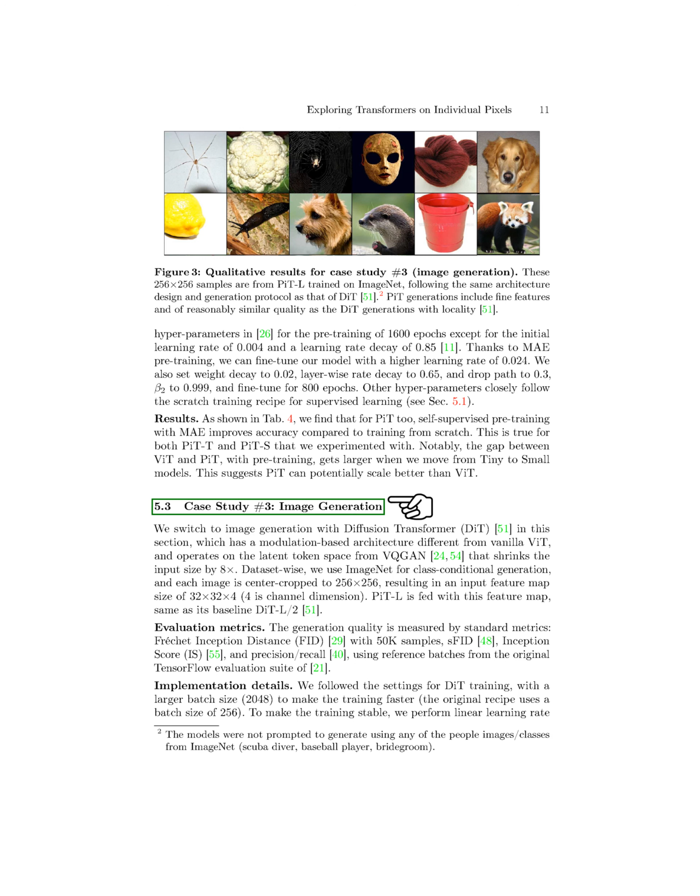Moving on to case study number 3, image generation, we shifted our focus to using diffusion transformer, DIT, for image generation tasks. DIT features a modulation-based architecture different from the standard VIT and operates on the latent token space from VQGAN, reducing the input size by a factor of 8. For dataset considerations, we utilized ImageNet for class conditional generation, with images center cropped to 256 by 256 pixels, resulting in a 32 by 32 by 4 input feature map size, 4 representing the channel dimension. PIT-L was fed with this feature map, similar to its baseline DIT-L2 model.